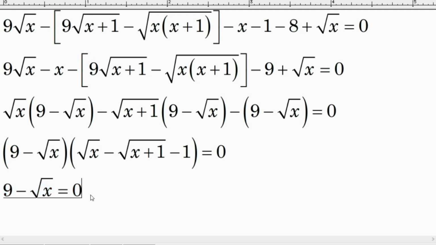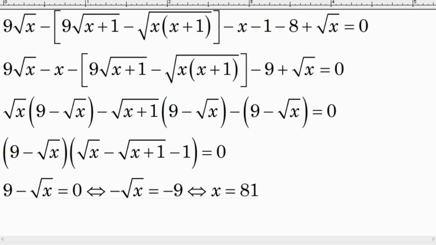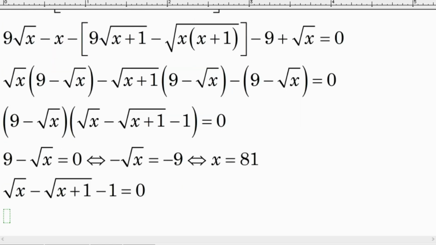Okay, so now we can solve for the values of x. Then we will get negative square root of x equal to negative 9. Okay, so then I can square both sides of the equation. We will get x equal to 9 squared, which is equal to 81. Alright, so then for this other equation we set it equal to 0.